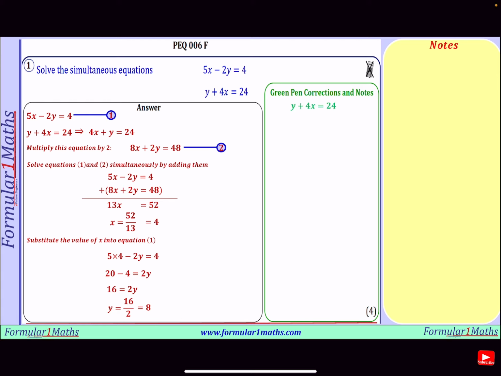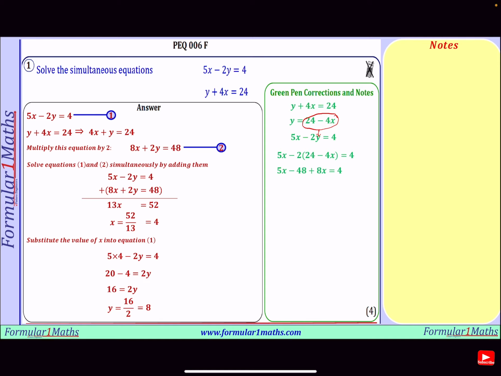Let's try that. So the second equation is y plus 4x is equal to 24. We can make y the subject here to get y is equal to 24 minus 4x. Then we can substitute the whole of that into y right here. If I do that, I'm going to get 5x minus 2, and then instead of the y, I'm going to put in 24 minus 4x, is equal to 4.